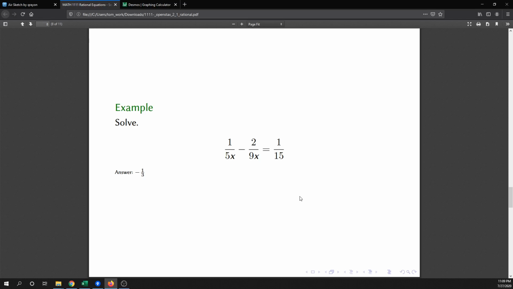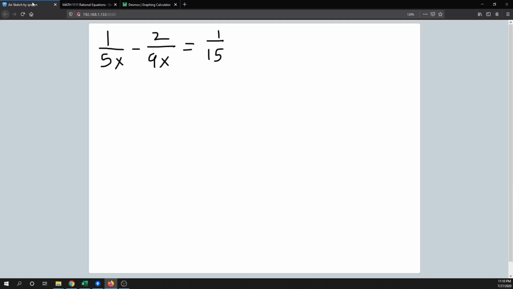We have 1 over 5x minus 2 over 9x equals 1/15, and we want to solve that equation. The first thing we need to do is find the LCD of these fractions. This equation does have fractions, so we want to find the LCD.